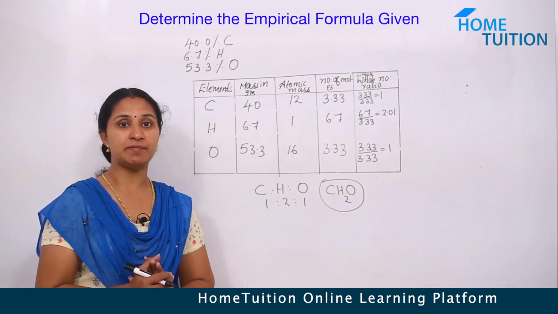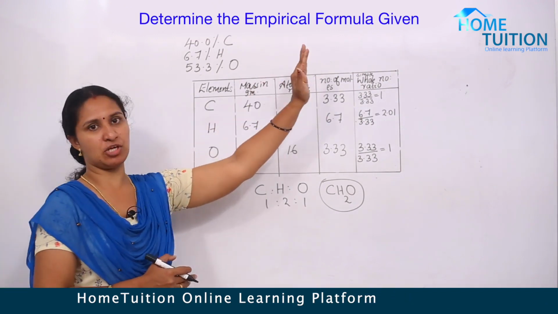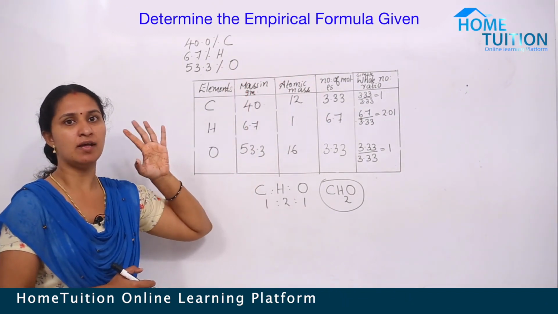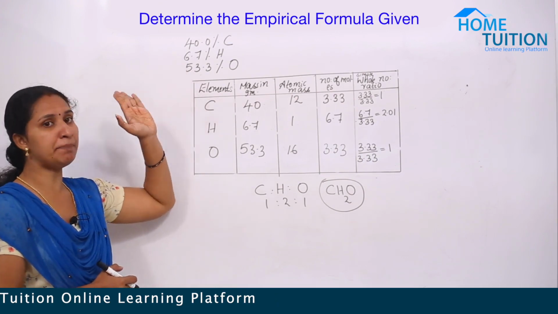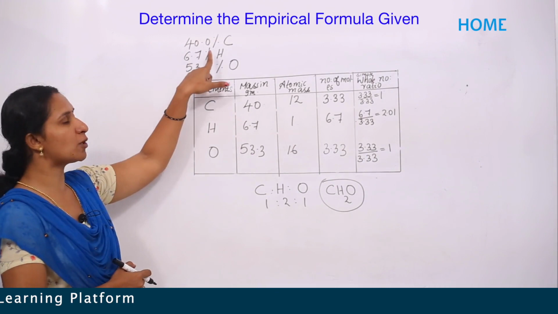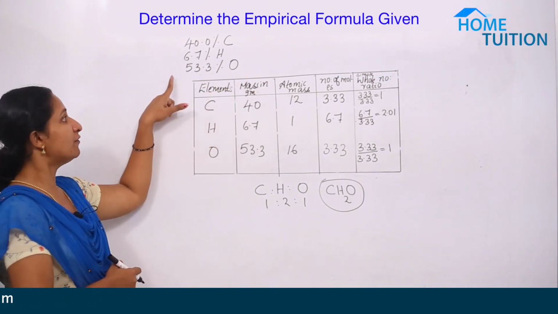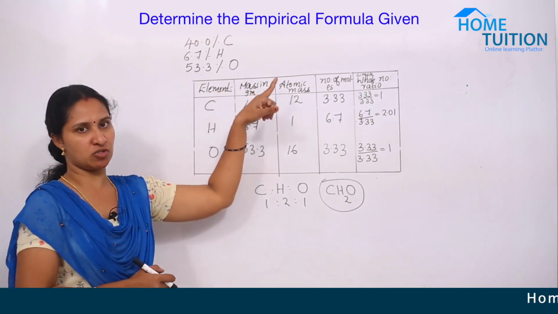One more question from that area. Determine the empirical formula with the given percentage. The percentage composition is given, and our duty is to find the empirical formula. Okay, the first one: 40.0% carbon, 6.0% hydrogen, 53.3% oxygen. That's the question.